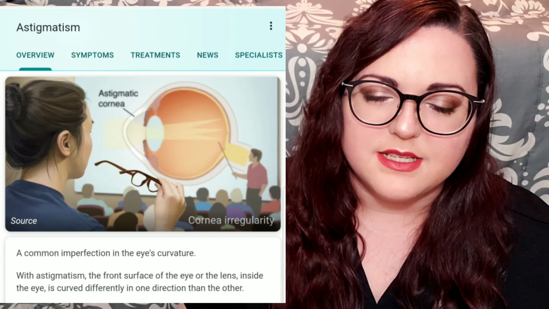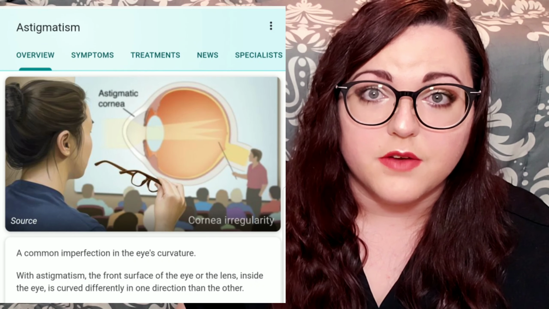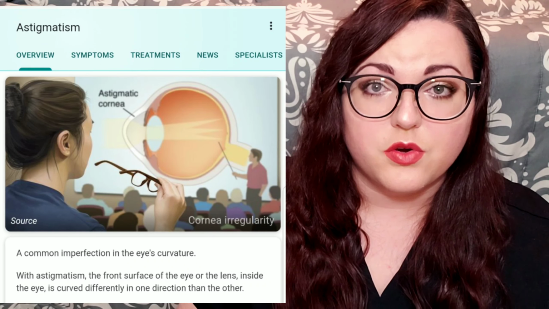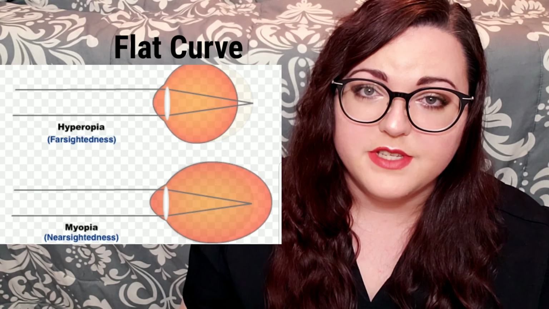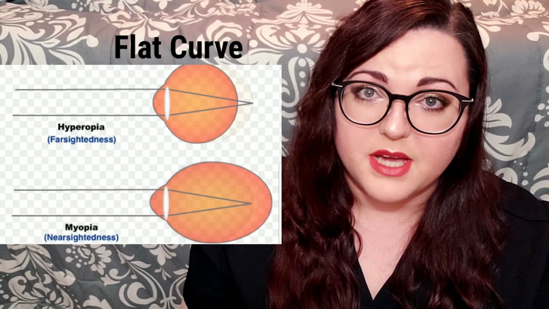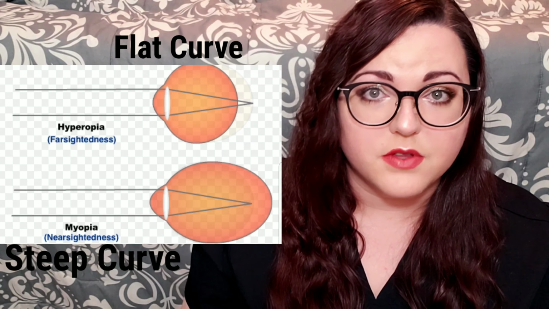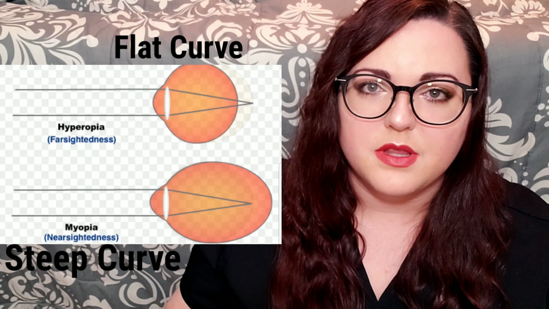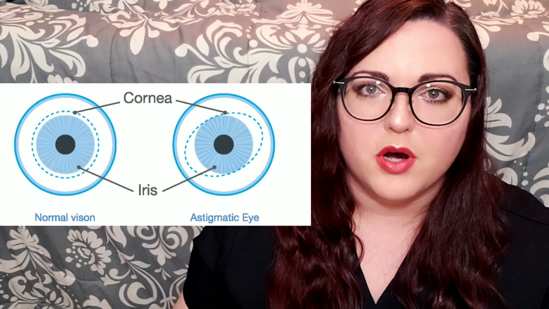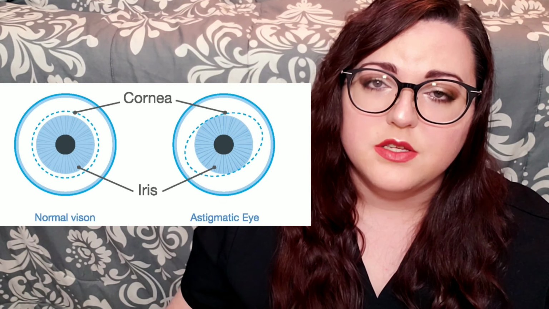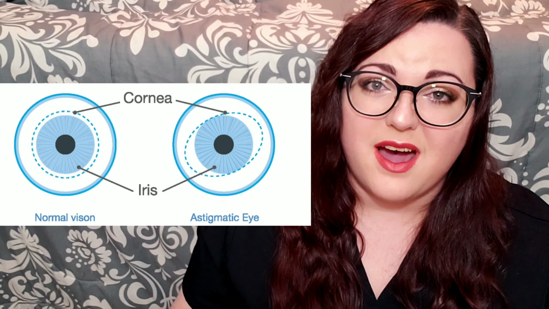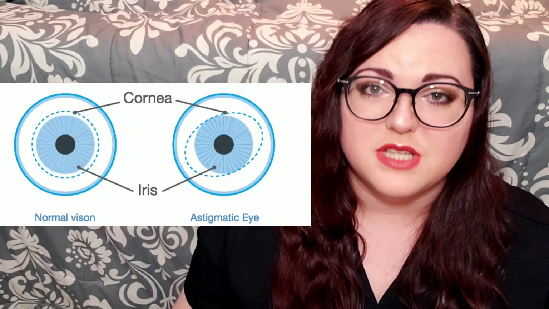Astigmatism is defined as an imperfection in the curvature of the lens of the eye or the cornea of the eye. So where we have hyperopic eyes that are flatter curves of the cornea, and myopic eyes that are steeper curves of the cornea, in astigmatism, the cornea is not perfectly rounded on all sides. It's almost more like football shaped. So the light that's coming through the eye is distorted in two separate ways.